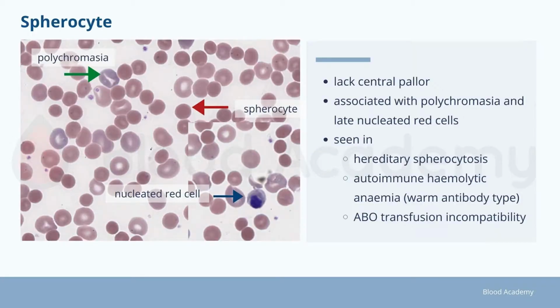As the name suggests, a spherocyte is a sphere-shaped cell that is seen as a small red cell lacking a central pallor when viewed in 2 dimensions in the blood film. It is often seen in association with polychromasia and late nucleated red cells. It is seen in hereditary spherocytosis, autoimmune hemolytic anemia, and ABO transfusion incompatibility.